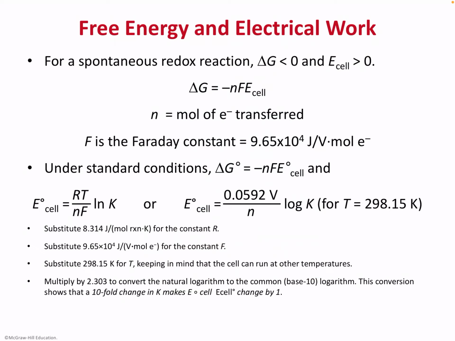Now we're going to see how we can relate free energy and electrical work. For a spontaneous redox reaction, meaning delta G, the free energy, is less than 0, and the E cell needs to be greater than 0. And we can give this equation, delta G equals negative nFE cell. n here is the number of moles of electrons transferred and F is the Faraday constant, which is this value. And then the E cell, we know how to find the E cell. Under standard conditions, we say delta G naught equals negative nFE naught cell.